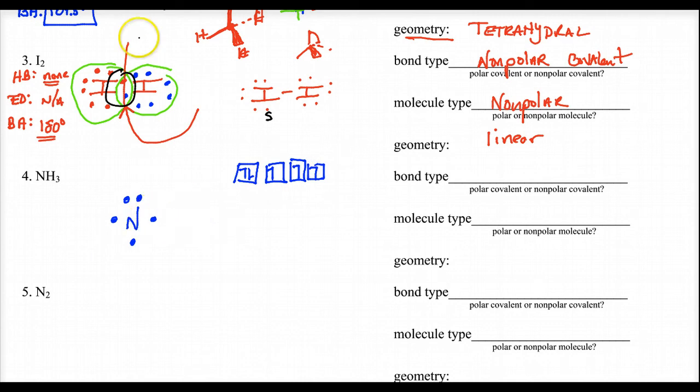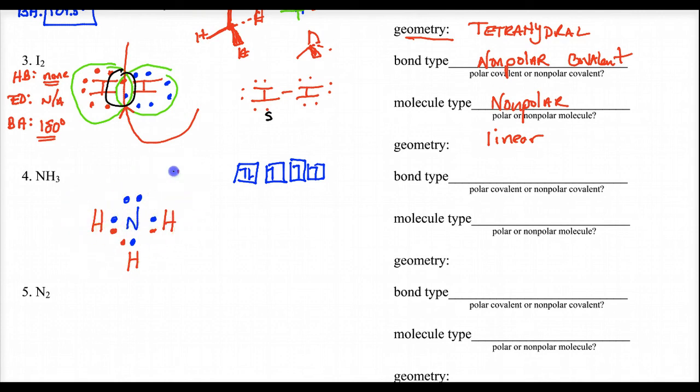Then we have the H's. Each H has an electron. And that's our Lewis structure. Easy to do. Nitrogen by sharing feels like it has 8. Each hydrogen feels like it has 2.